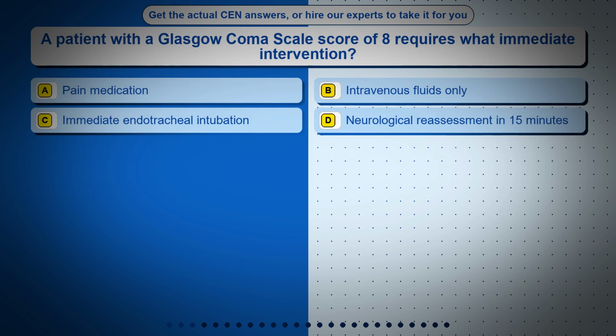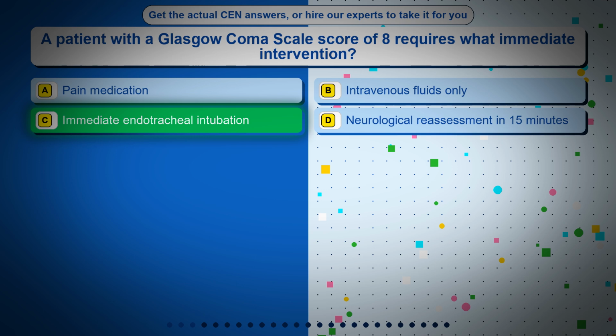Question 3. A patient with a Glasgow Coma Scale score of 8 requires what immediate intervention? Option A. Pain medication. Option B. Intravenous fluids only. Option C. Immediate endotracheal intubation. Option D. Neurological reassessment in 15 minutes.